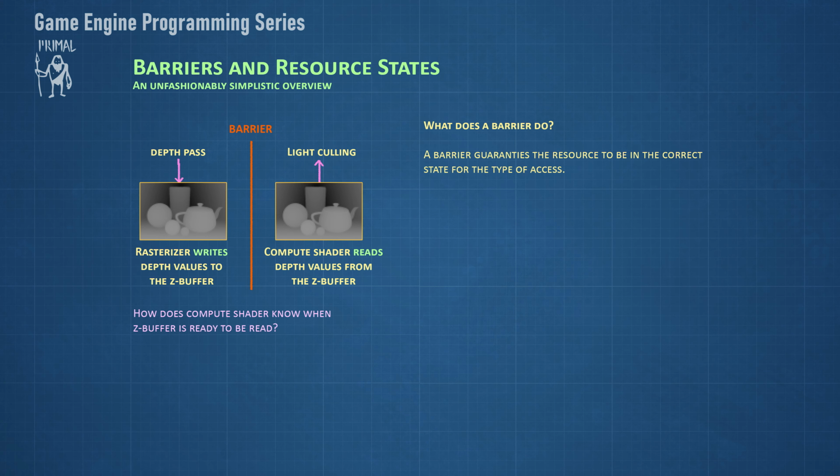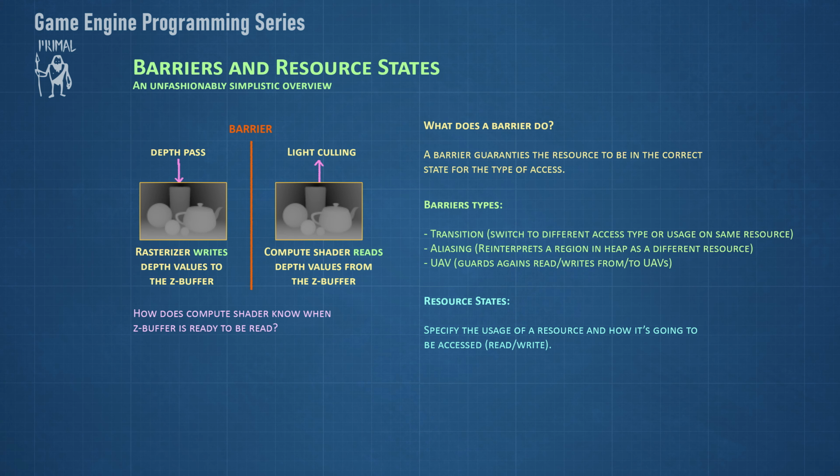So what do barriers do? Well, conceptually, you can think of a barrier as something that ensures that a resource is in a correct state before it's accessed for the intended usage. In the example of depth pass and light culling, the barrier prevents reading from the buffer resource while it's still being written to. Again, in reality, there is much more going on. For instance, the memory layout of the resource could change to optimize access for different usages, or even the entire pipeline could get flushed.